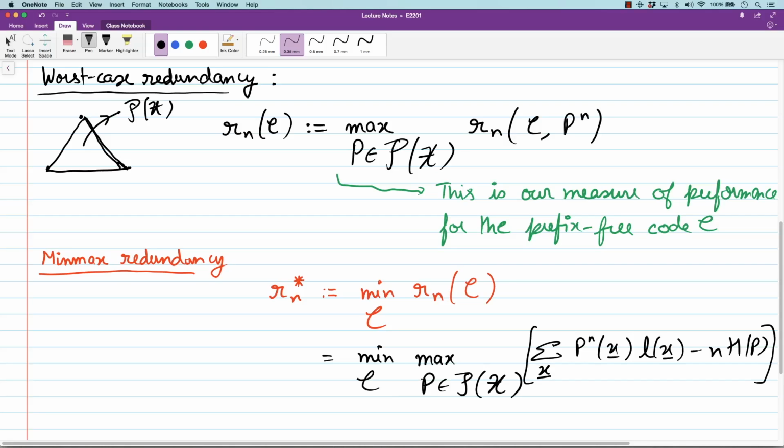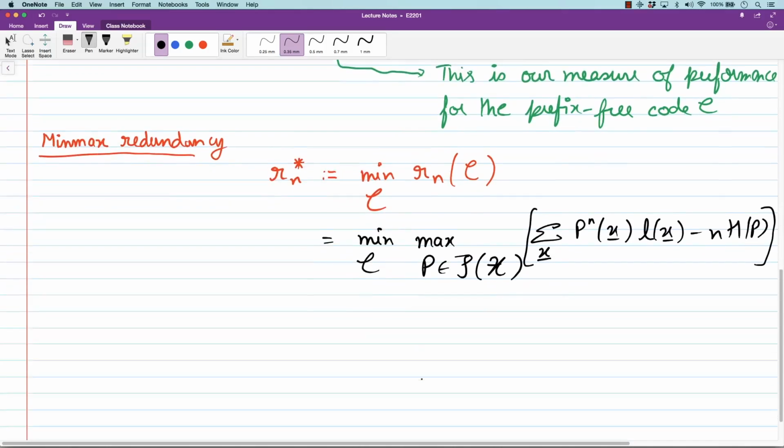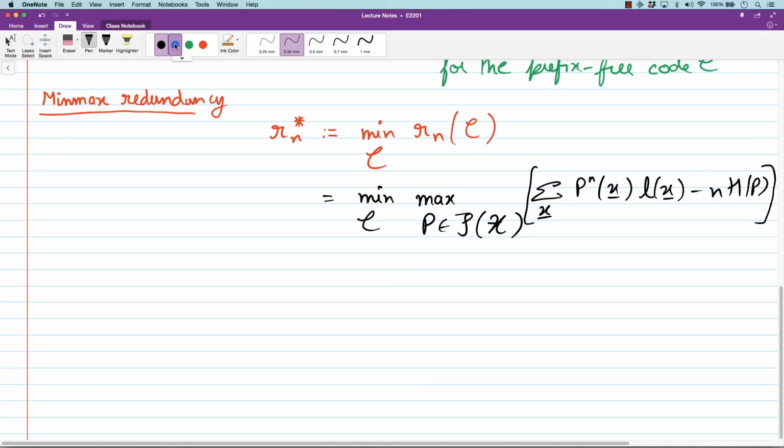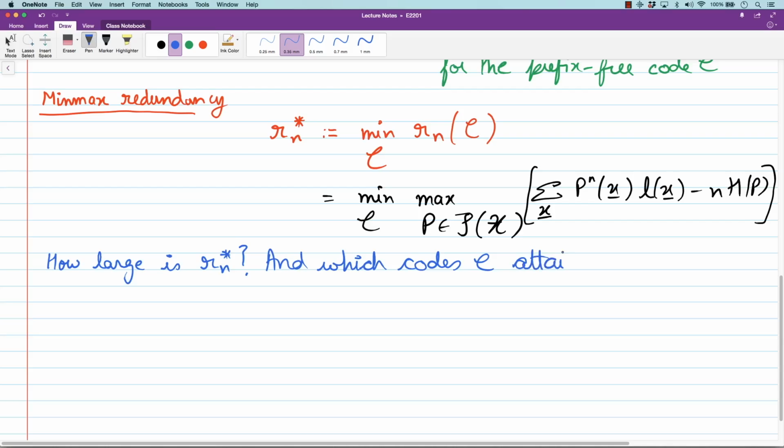And the question we want to address is how large this Rn star is. So that's one of the main things we want to answer, and which are the codes which attain it? Okay, so that's what we want to answer. It's a slightly different formulation from what we had seen earlier.